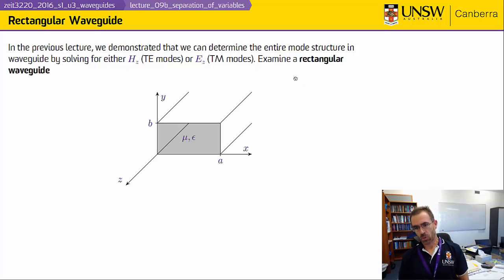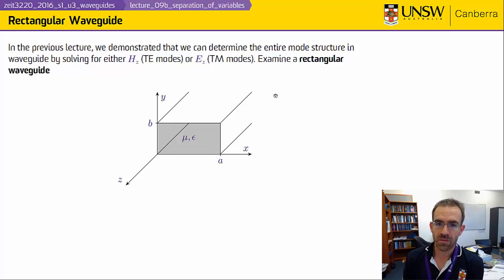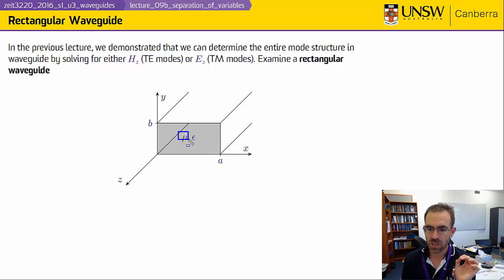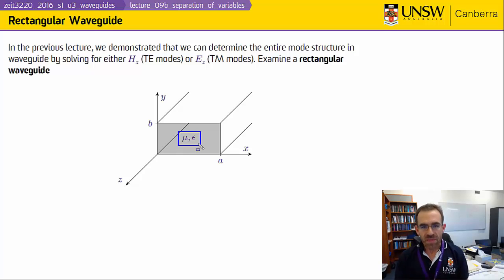The geometry that we're going to be looking at is a rectangular waveguide. We're going to assume that the waveguide has a rectangular cross-section, that it's uniform in z, and that it's filled with a material that has permeability mu and permittivity epsilon. We're going to assume that these are linear, isotropic, homogeneous, and lossless. The methods that we're developing can deal with more complicated media, but for the purposes of this conversation, we'll assume that they are simple media.